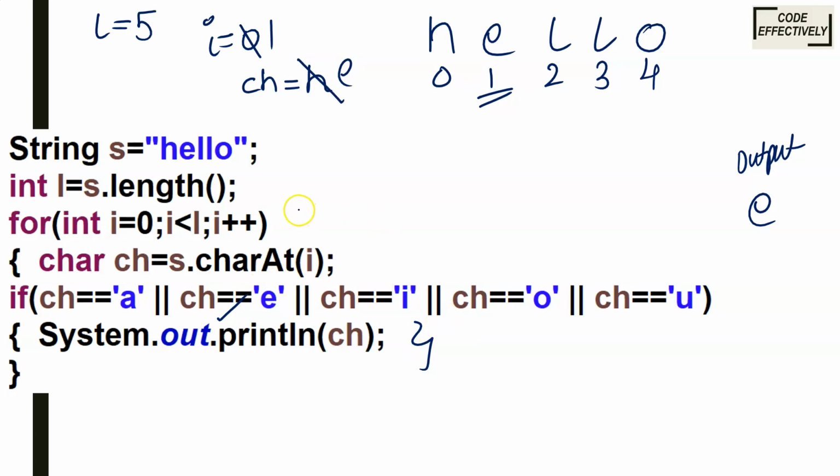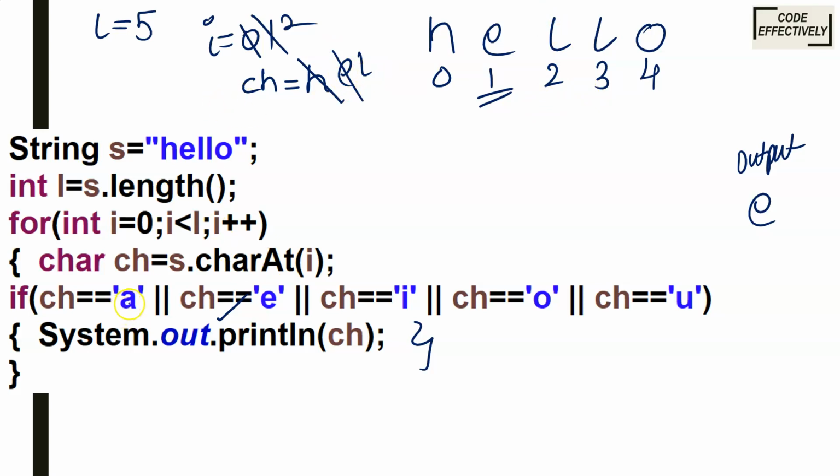Again the loop will go up. It will first increase i to 2. Again it will check ch is equal to s.charAt(i). What is the value of i? The value of i is 2. So we will go to index 2 and fetch the character. It is l. So l will be stored in ch.